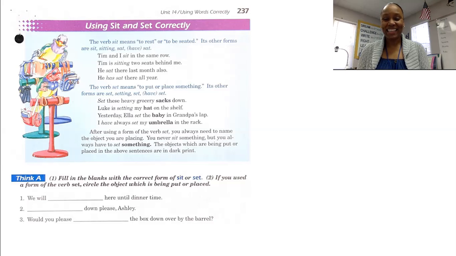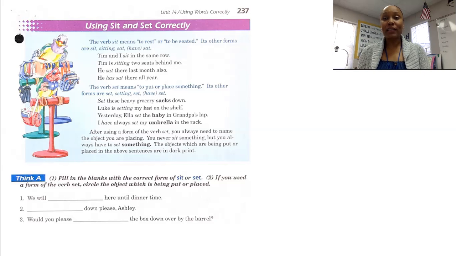Very good. After using a form of the verb set, you always need to name the object you are placing. You never sit something, but you always have to set something. The objects which are being put or placed in the above sentences are in dark print, and you'll notice that on your paper.